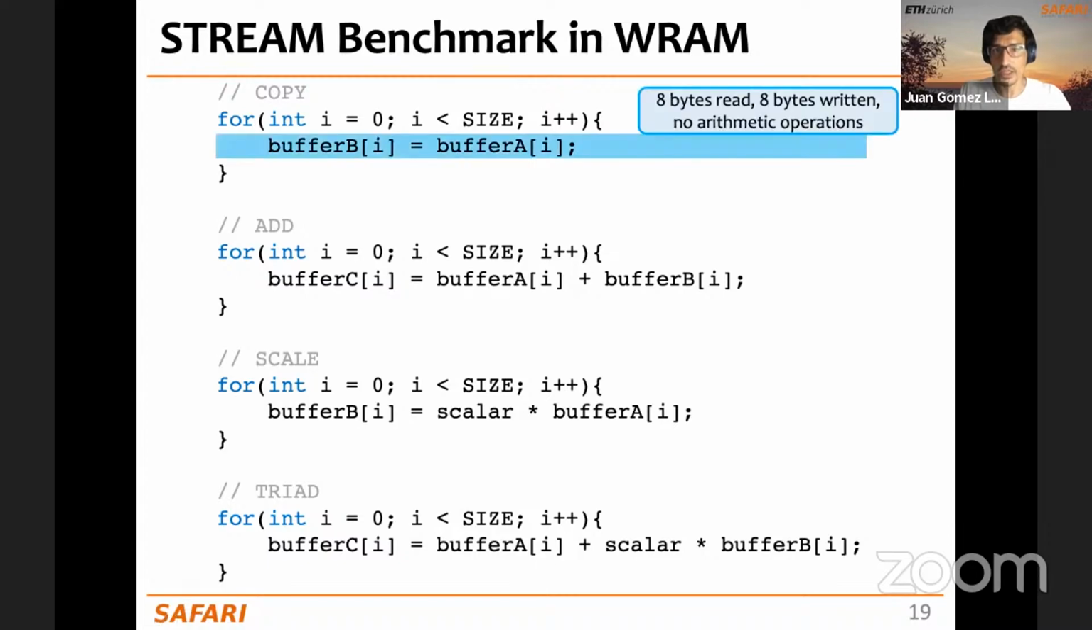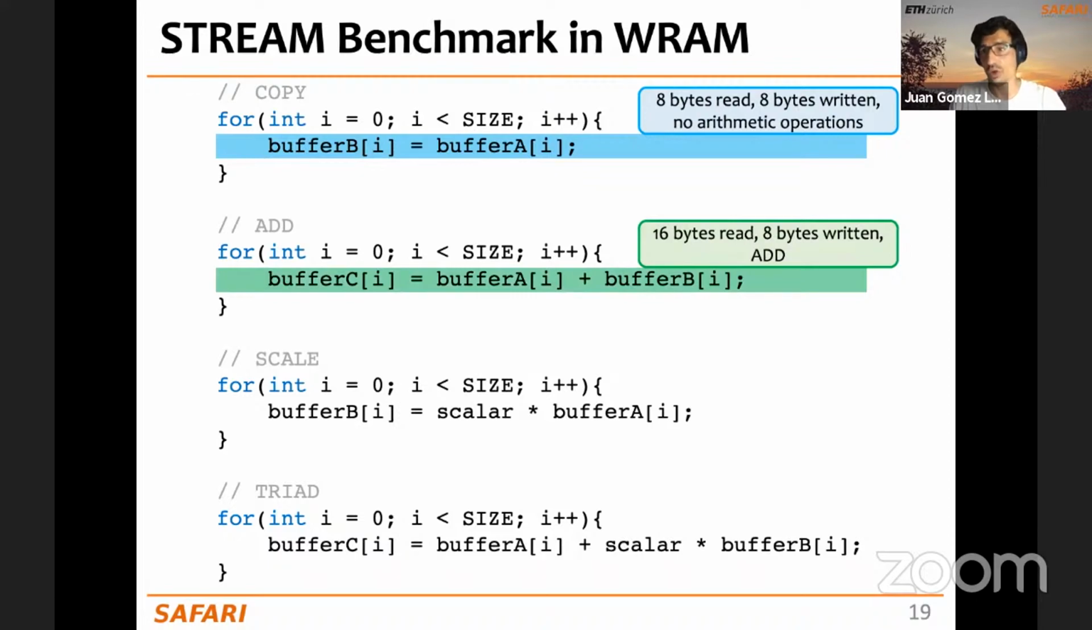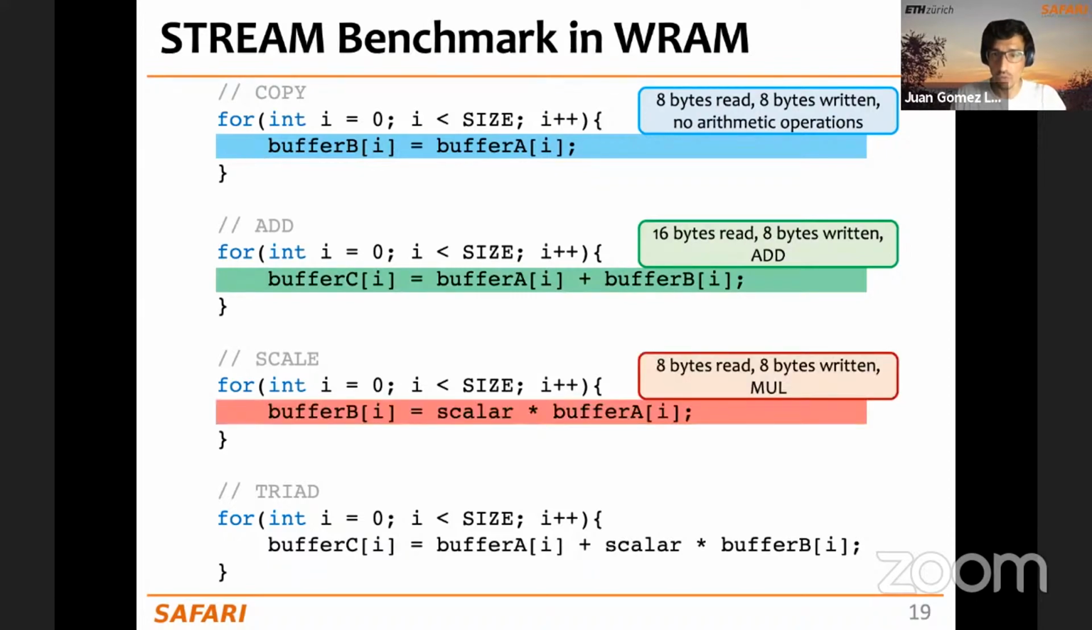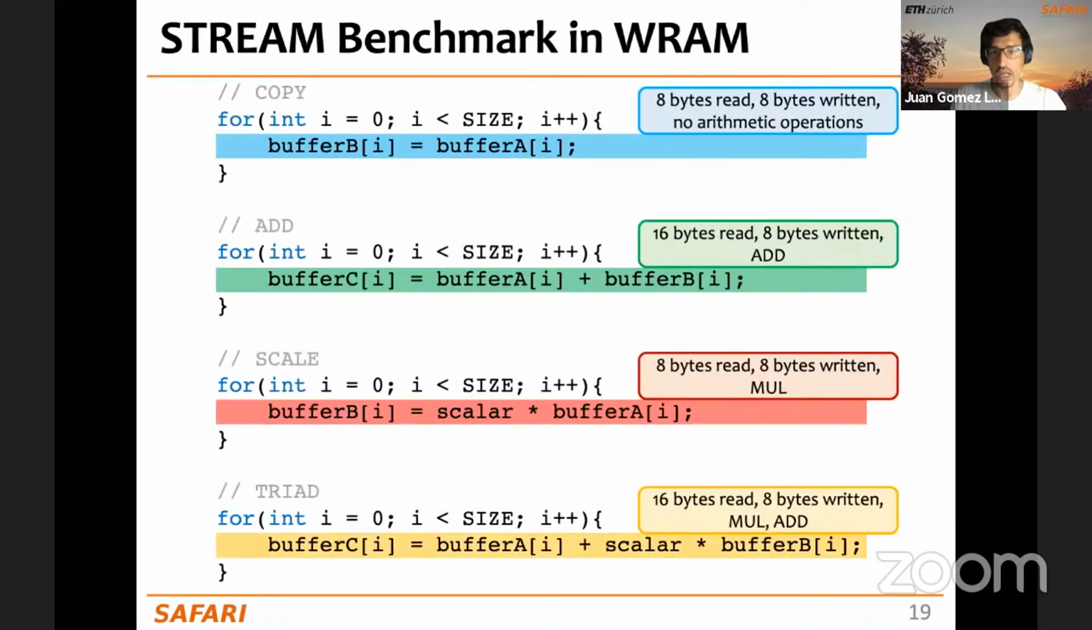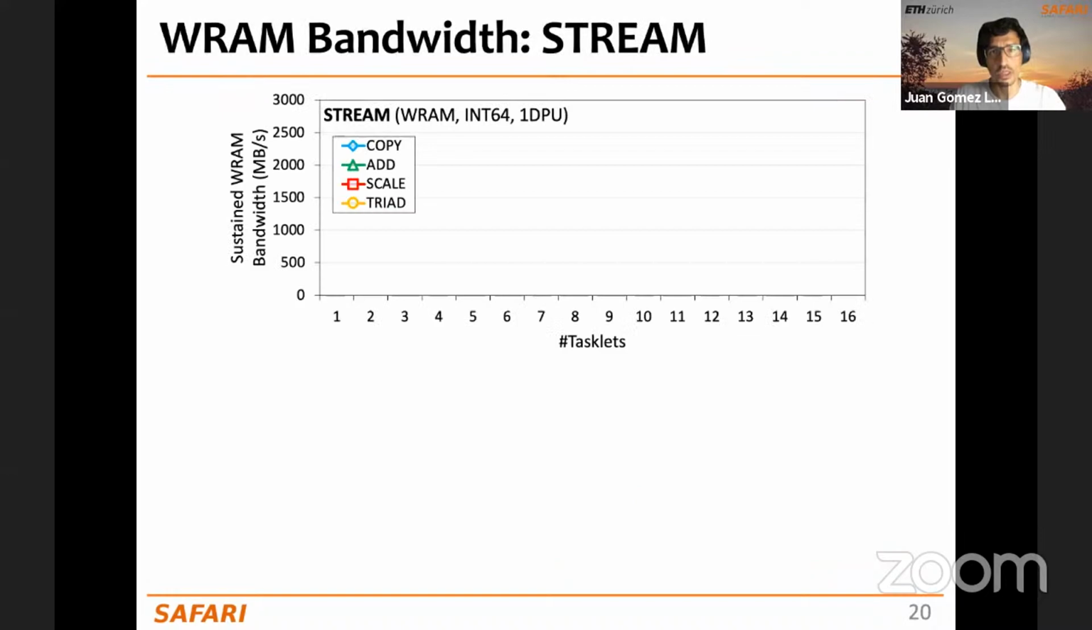So by checking these codes, we can see that in the first of the versions, we only read 8 bytes and we write 8 bytes because, by the way, we are using 64-bit integers in our experiment. So we read 8 bytes from WRAM, we write 8 bytes to WRAM, and there are no arithmetic operations. Here we read 16, we write 8, and there is one addition. Here we read 8, we write 8, and there is one multiplication. And here we read 16, we write 8, and there is one multiplication and one addition. These are important and useful to understand the results that I'm going to show you in this next slide.